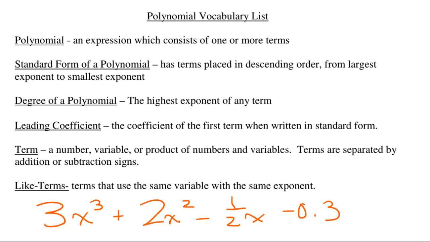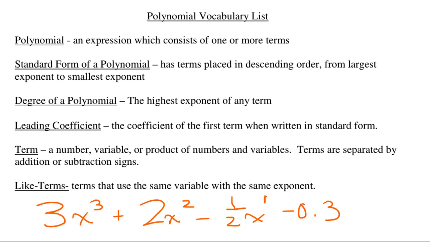Standard form has terms placed in descending order from the largest exponent to smallest exponent. So this is the largest exponent, the 3, goes down to a 2. If there's no exponent there, there's obviously a hidden little 1 there. And a constant like this has no variable and no exponent. It goes at the end. The degree of this polynomial is the highest exponent. So the degree of this polynomial would be 3.